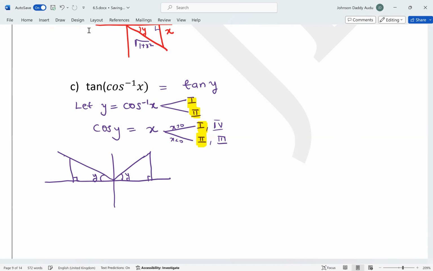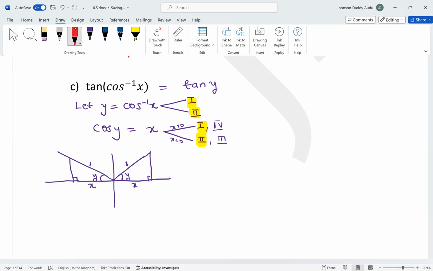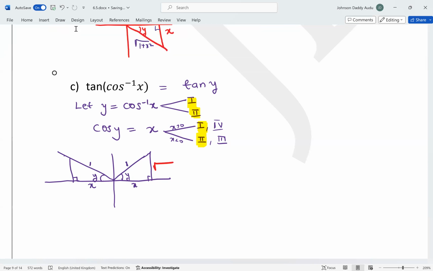So cosine is x, so x over 1. So cosine, it means the adjacent is going to be x, right? So this will be x, and the hypotenuse will be 1. Adjacent over hypotenuse. Hypotenuse also will be 1. This is also x, and this is what? This is 1, right? And then we can get the opposite, and for that we can use the Pythagoras theorem. And what would that be? This would be root of what? Root of 1 minus x squared. Here also will be root of 1 minus what? X squared.